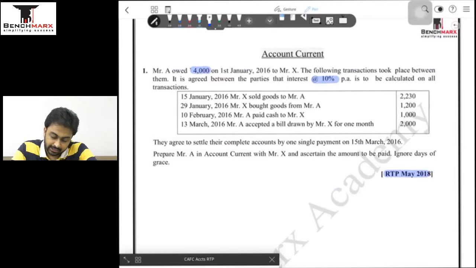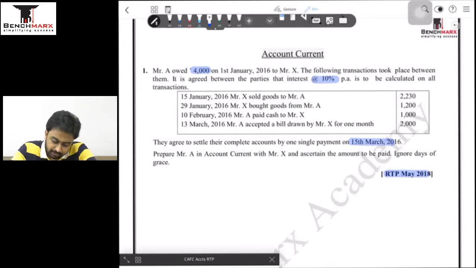They agree to settle their complete accounts by one single payment on 15th of March. So 15th of March is the date where settlement is to be made, which means any interest that is due from Mr. X will have to be added up to 15th of March, because the payment is going to be made on 15th of March.